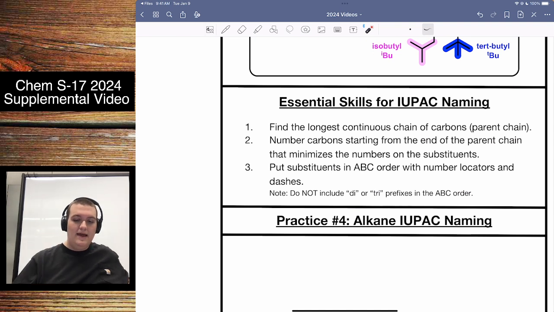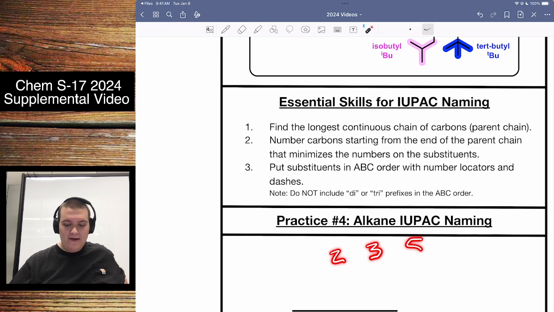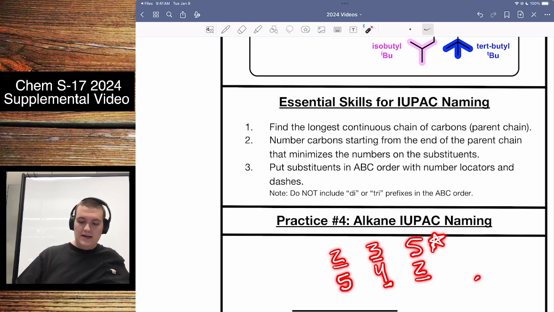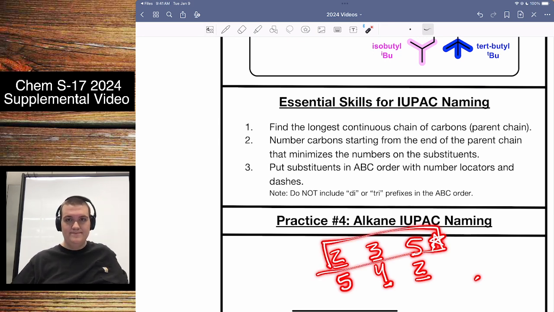So for example, if numbering it one way had substituents on 2, 3, and 5, and the other way it was on 2, 4, and 5, then the one that we would favor is this one, because they both start with 2, and then the next one is 3 versus 4, and 3 is lower. So we would want to number it this way for our numbering of our substituents rather than the other way.